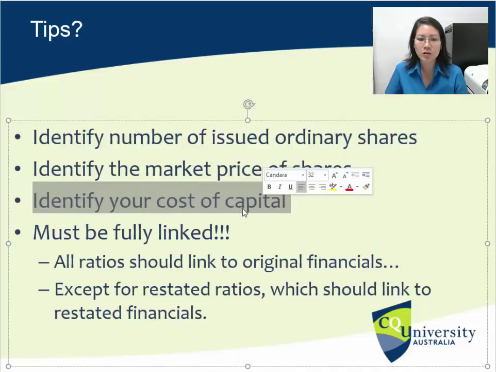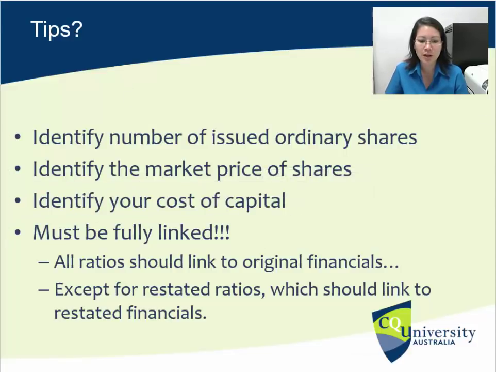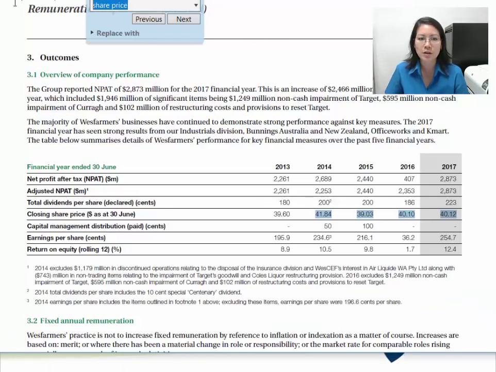Now we have to do the cost of our capital. So cost of capital, I'm just going to have a quick look in the annual reports, just see if they do a cost of capital.